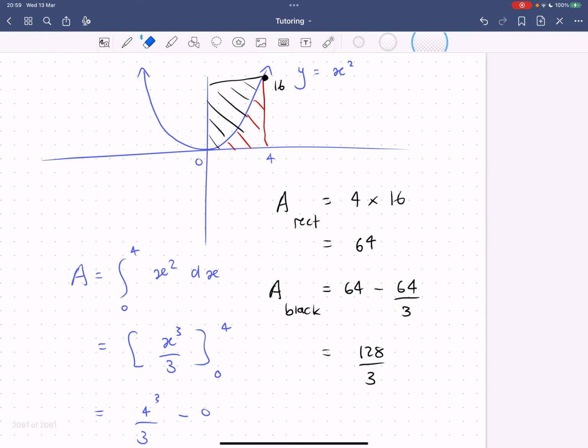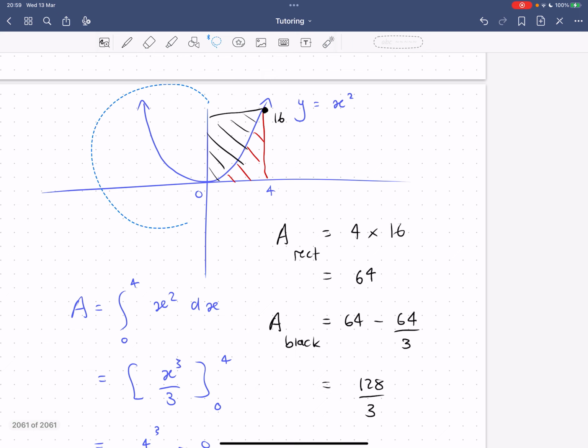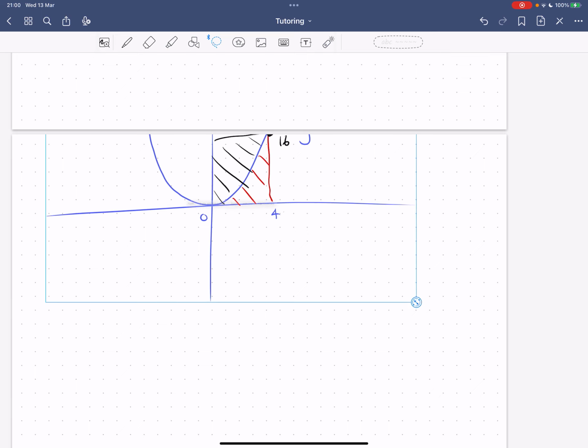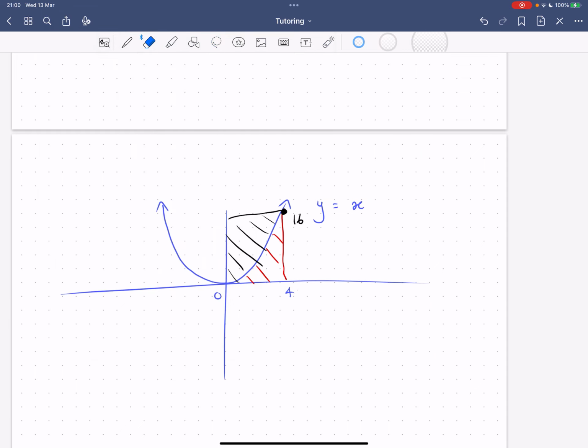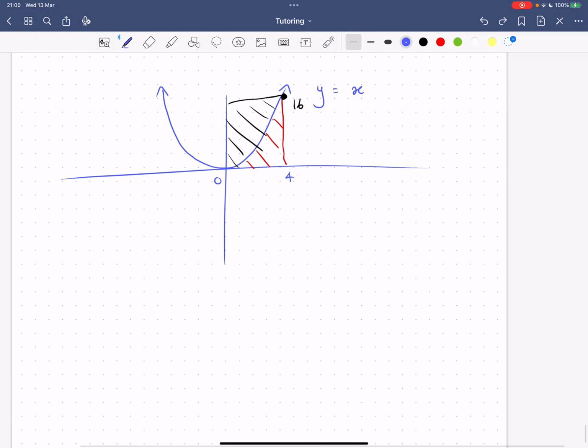Because what I actually can do, if I just copy this to a new page, is instead of integrating with respect to the x-axis, we can integrate with respect to the y-axis. So we can find the integral from 0 to 16, we've just found this is 16, of something dy. We're now integrating with respect to y. Now we know y is equal to x squared, which means x is equal to the square root of y. So we want to integrate the square root of y from 0 to 16.